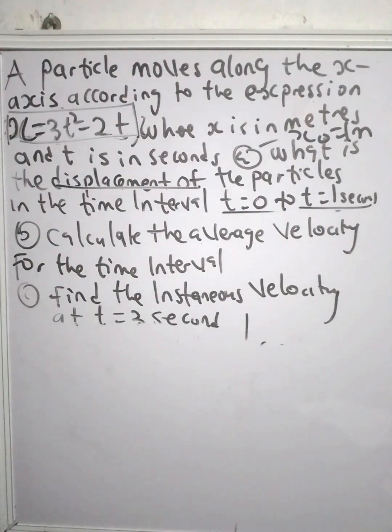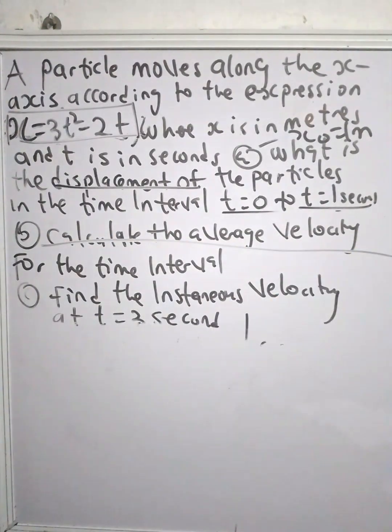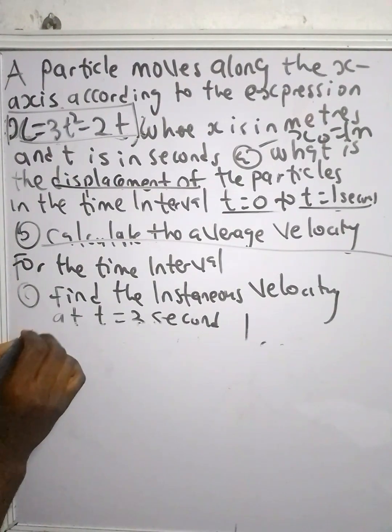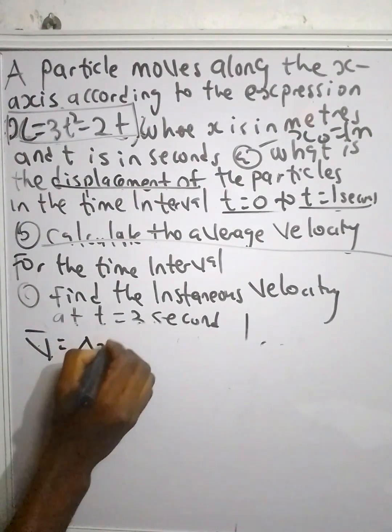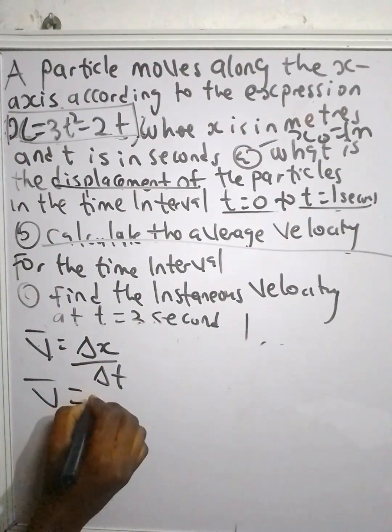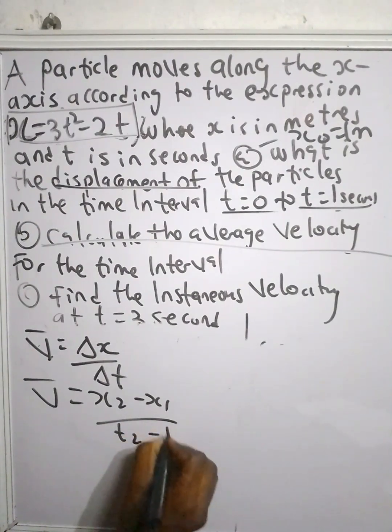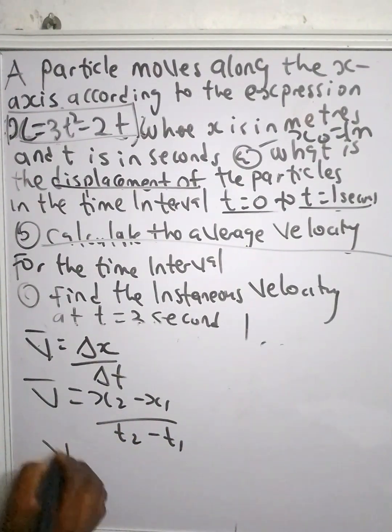So now we have to calculate the average velocity. I told you the other time that average velocity is always the change in x over the change in time, right? So my average velocity will be s2 minus s1 over t2 minus t1, right?